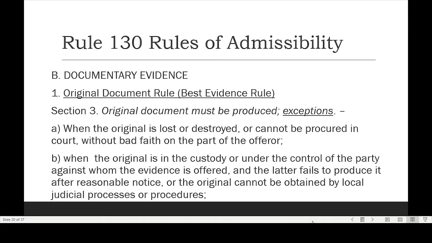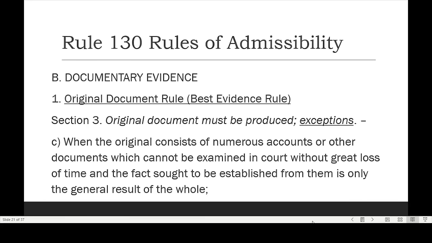That is the second exception. The third exception is when the original consists of numerous accounts or other documents which cannot be examined in court without great loss of time, and the fact sought to be established from them is only the general result of the whole. So if the original documents are numerous, voluminous, and it will take time to consider all those numerous accounts, and what we only want from those voluminous original documents is the general result, then in that case, it is an exception to the original document rule.